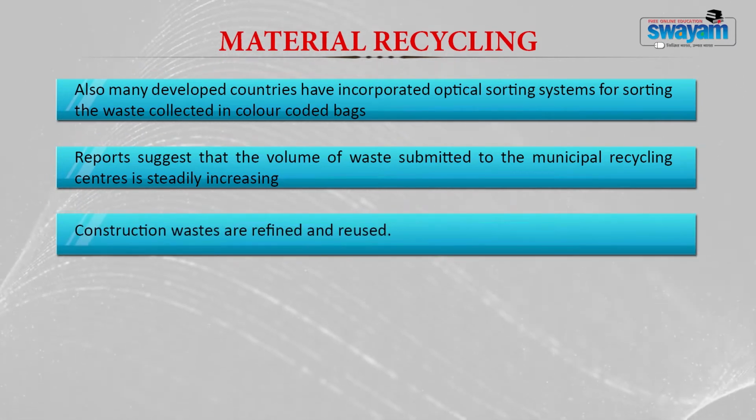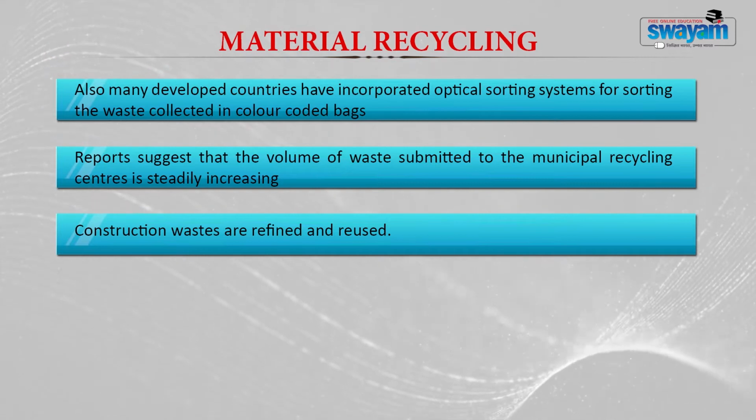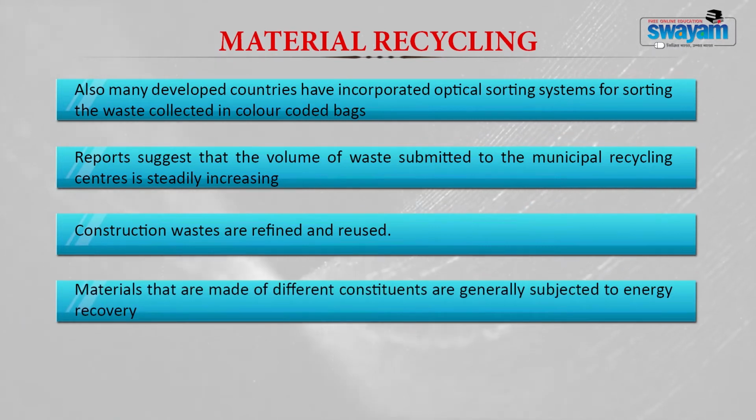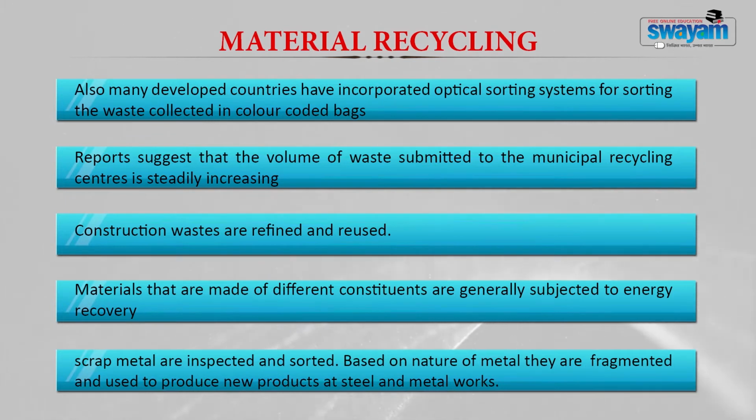Generally, construction waste can be brought to a common point, refined, and then reused. If the material is made up of different constituents, then it can generally be subjected to the energy recovery option. Likewise, when you talk about scrap metals, when these cars and all are crushed, they result in scrap material. Now, these scrap materials can be inspected, sorted, and reused. Based on the nature of the metal, they can be fragmented and used for the production of new products at the steel and metal works.